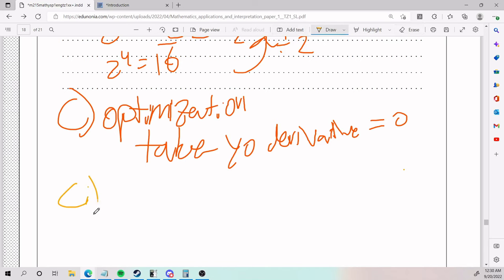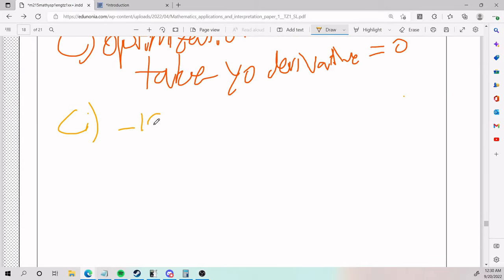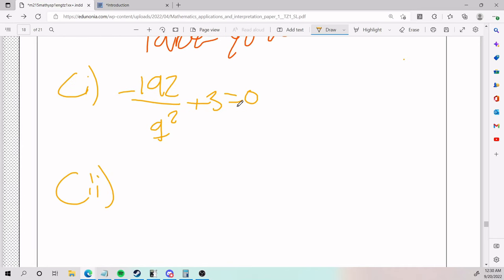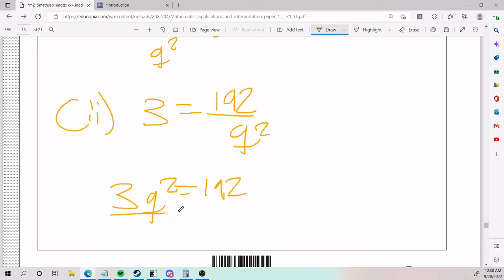So C part I, actually, the thing that asks you for the equation, is going to be -192 divided by Q squared plus 3 equals zero. Literally, that is C part I. C part double I is, of course, solving this. See? So we're going to put 192 divided by Q squared to the other side. 3 equals 192 divided by Q squared. Multiply both sides by q squared. 3q squared equals 192. Divide by 3 to both sides first. So q squared equals however much that is.